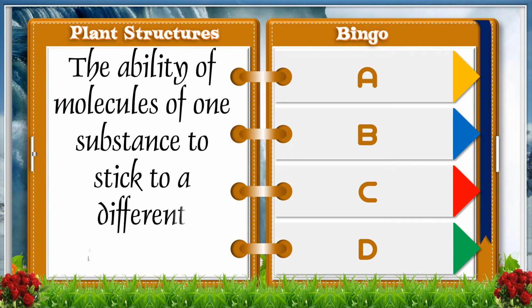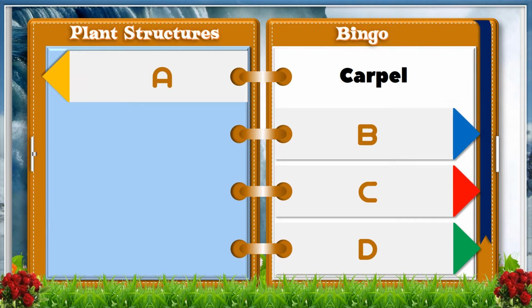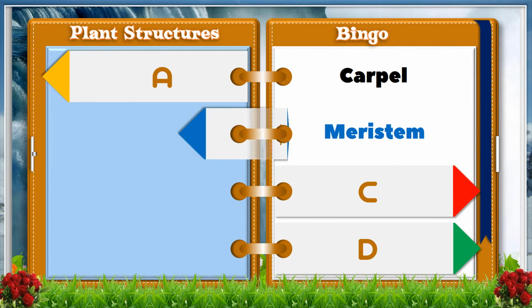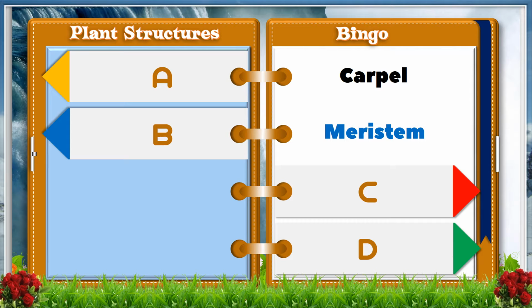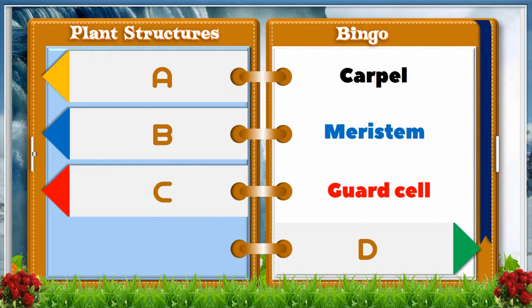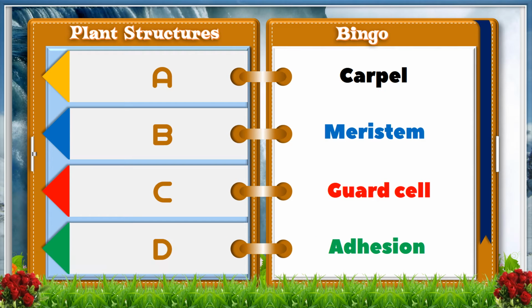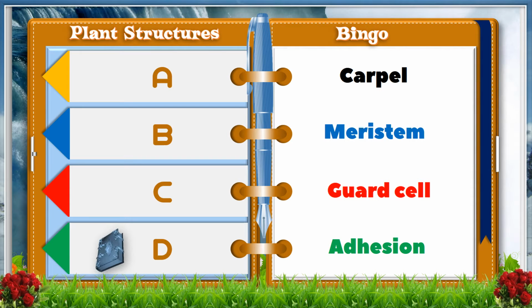The ability of molecules of one substance to stick to a different substance. A. Couple. B. Meristem. C. Guard cell. D. Adhesion. And the answer is D. Adhesion.